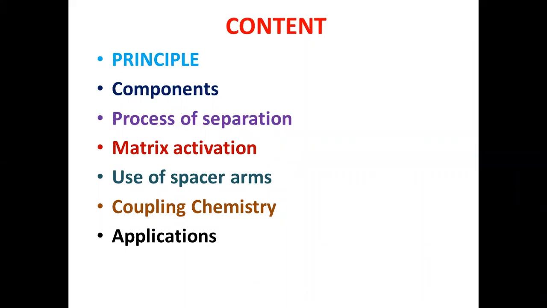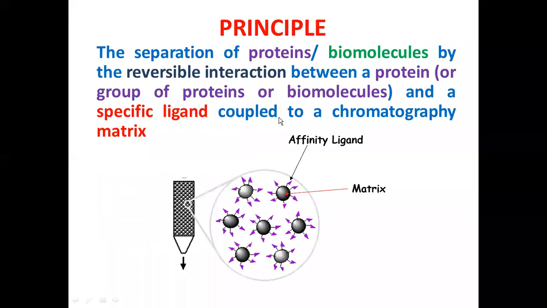So given the popularity of this particular technique, as chemists, we must understand the principle and what components we will be using during the separation of biomolecules by using the affinity chromatographic technique. What is the process of separation involved, the meaning of matrix activation and its importance, the importance of spacer arms, what coupling chemistry is going to take place between the components, and what are the important applications of this affinity chromatography. Let us discuss in today's lecture.